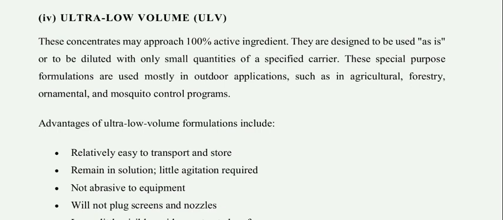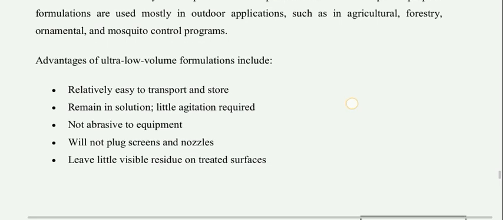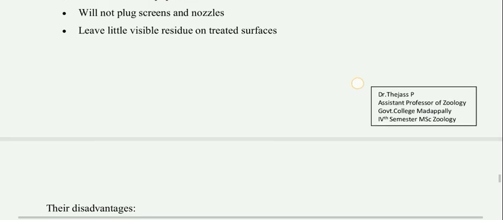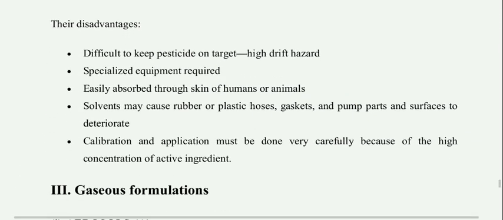Advantages of ultra low volume formulations include: relatively easy to transport and store, remain in solution, little agitation required, not abrasive to equipment, will not plug screens and nozzles, leave little visible residue on treated surface. The disadvantages: difficulty to keep pesticide on target, high drift hazard, specialized equipment required, easily absorbed through skin of humans or animals. The solvents may cause rubber or plastic hoses, gaskets and pump parts and surfaces to deteriorate. Calibration and application must be done very carefully because of the high concentration of active ingredient.